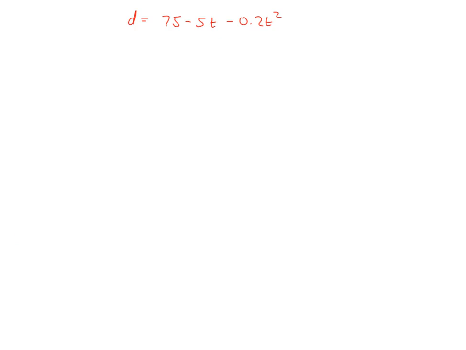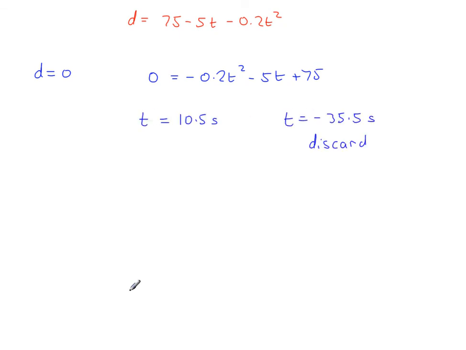The cars meet when the distance between them is 0, so we have to solve this equation. So the cars meet after 10.5 seconds. This is a negative value for time, which we discard.